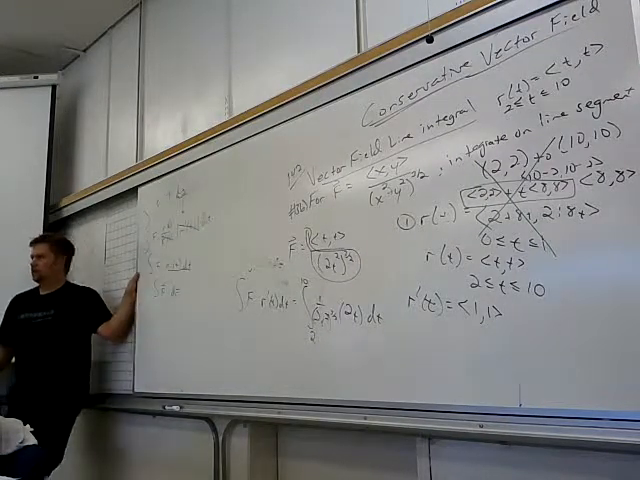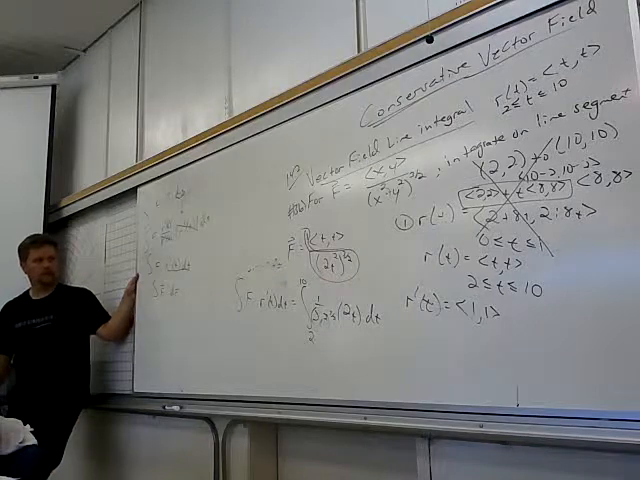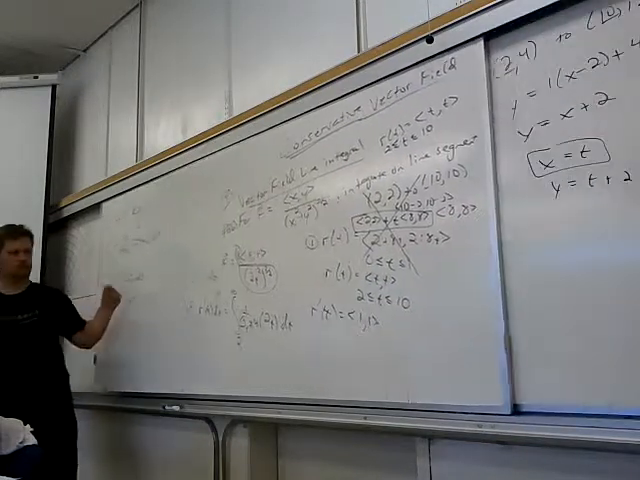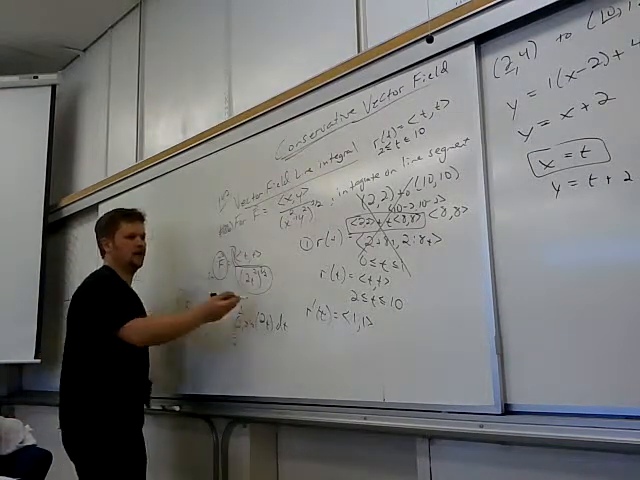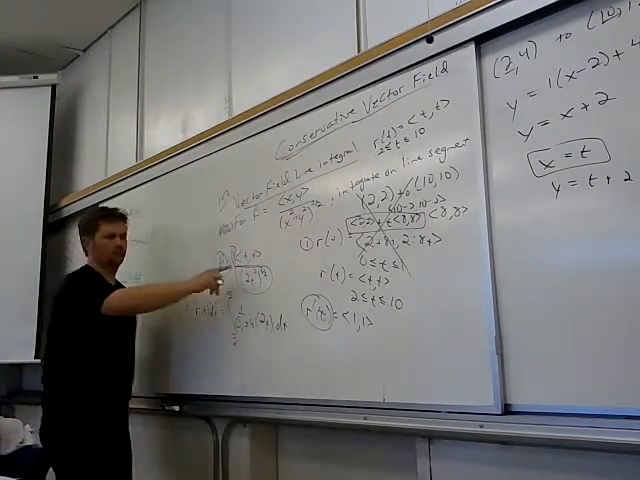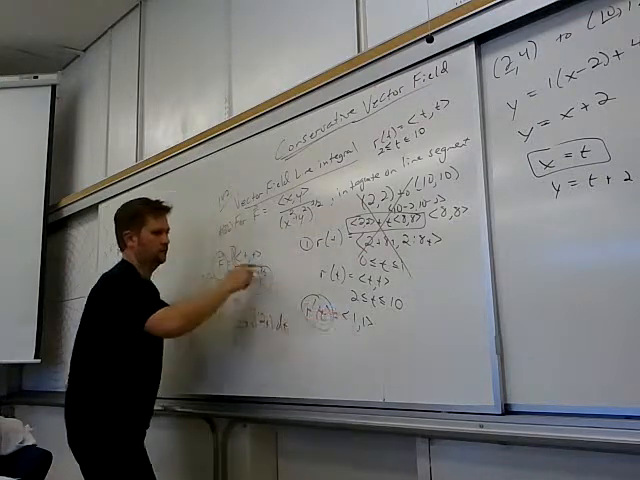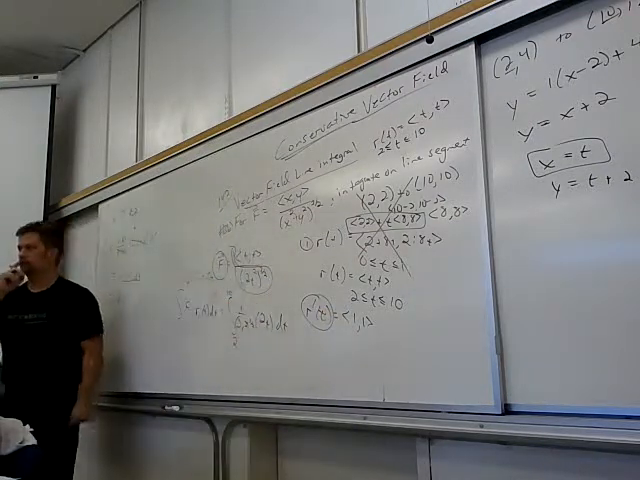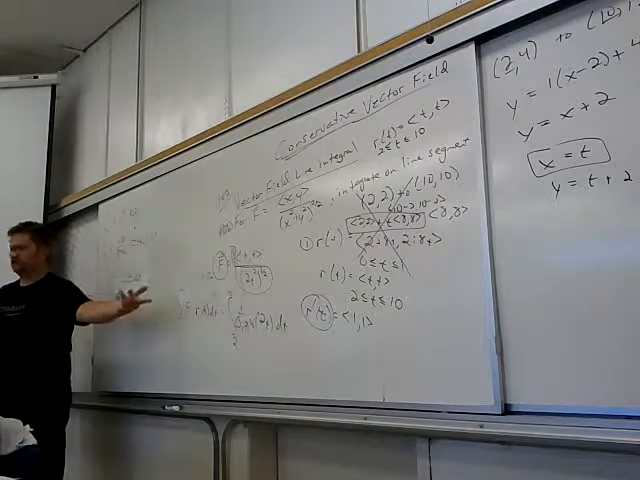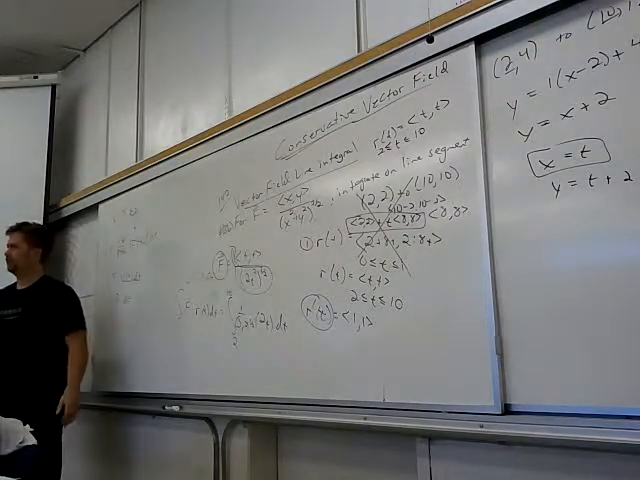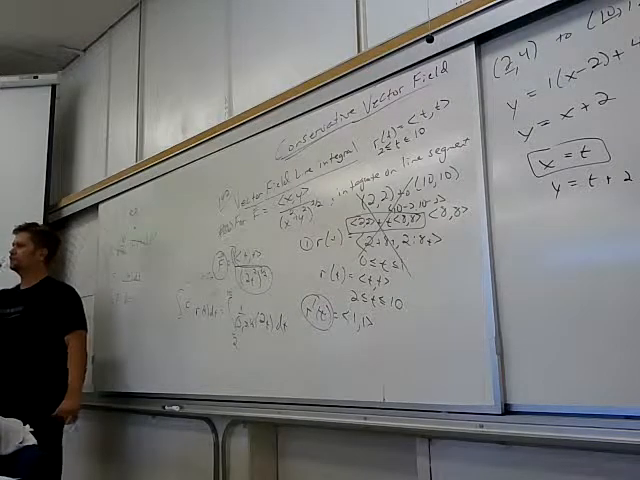Where'd you get the 2t? Where did you go from the numerator, the vector t, t, to 2t? Yeah, right there. Oh yeah, so <t, t> f dotted with r prime. So what's <t, t> dotted with <1, 1>? T plus t, 2t. Cool. And now the integral looks disgusting, but it's not that bad. It's just a power rule, right? Yes. What's the denominator?